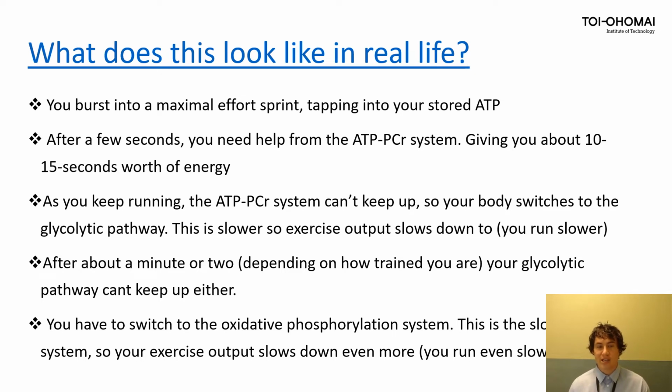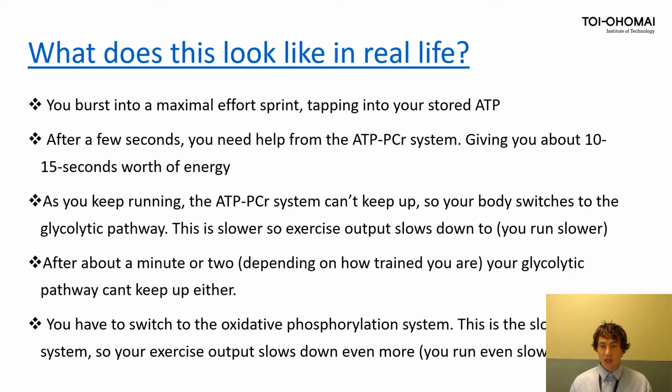As you keep running, the ATP-PCR system can't keep up, so you run out of the products that you need to regenerate ATP in this way. So then your body goes, okay, we're going to have to start relying on our glycolytic pathway. So that's sort of like the next step. This slows down your exercise output because the amount of ATP and how quickly it's generated is a bit slower than your ATP-PCR system.